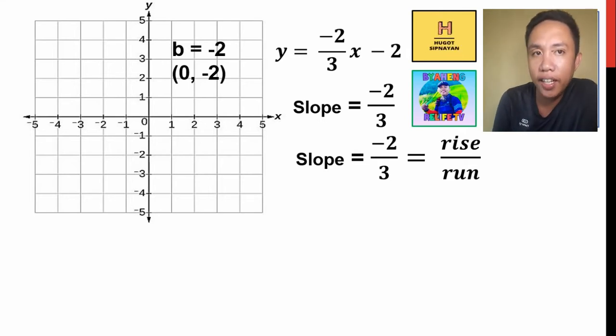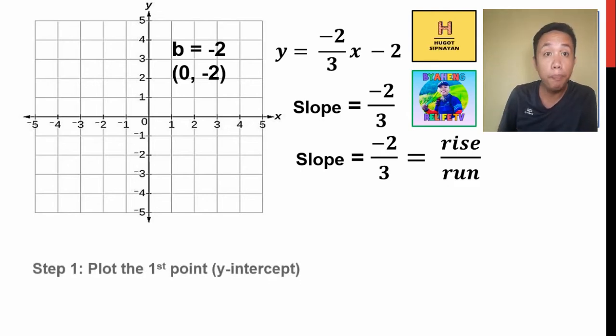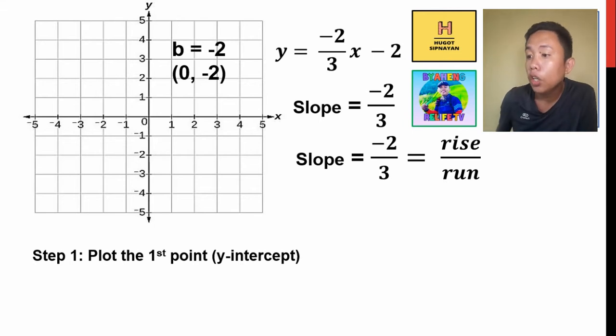So, try natin ngayon i-graph to. Kung i-graph natin siya, we will start with the first point which is the y-intercept. So, hanapin natin yung (0, negative 2) at ipa-plot natin siya sa ating Cartesian plane. So, yun po yung point nating (0, negative 2). Tandaan nyo, it always lies on the y-axis.